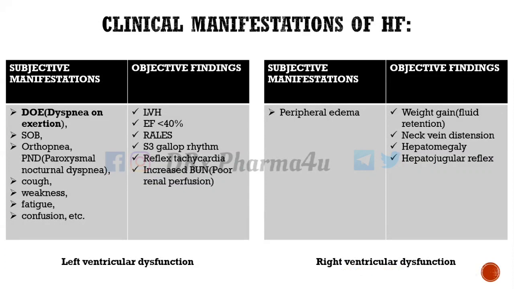Left ventricular hypertrophy, ejection fraction less than 40%, rales. So a lot of things will be found. Increased BUN will also be seen. In this case also, we found that the patient's BUN was 33 or so. That clearly explains why the patient's BUN was increased, because there was poor renal perfusion.